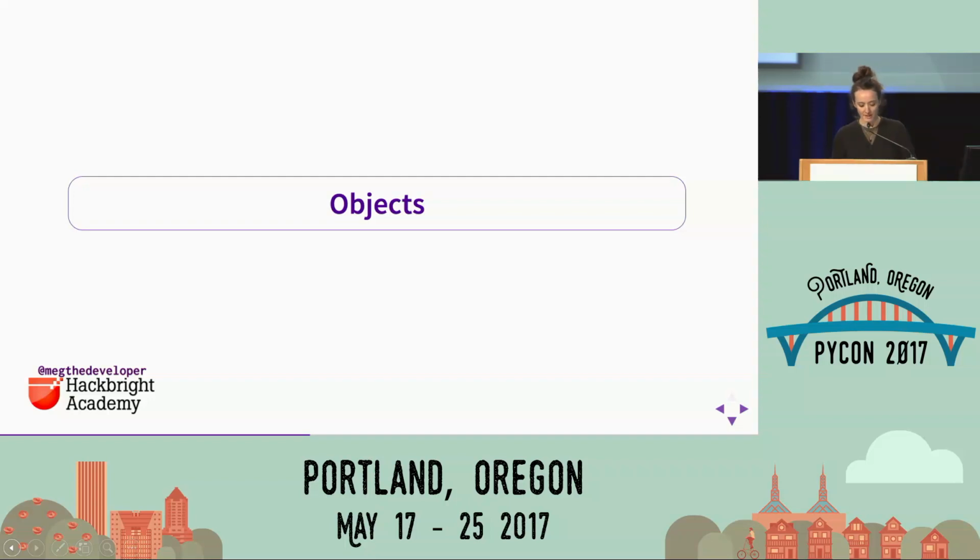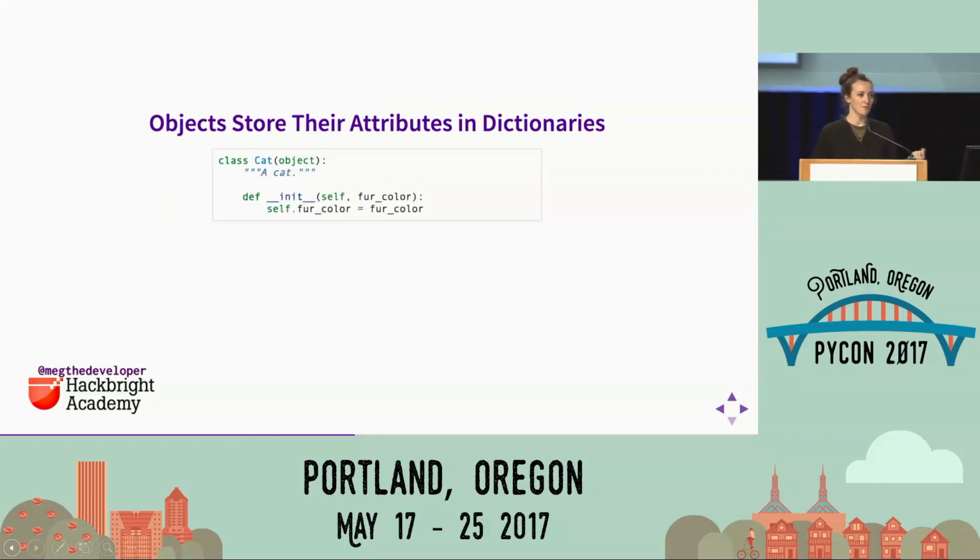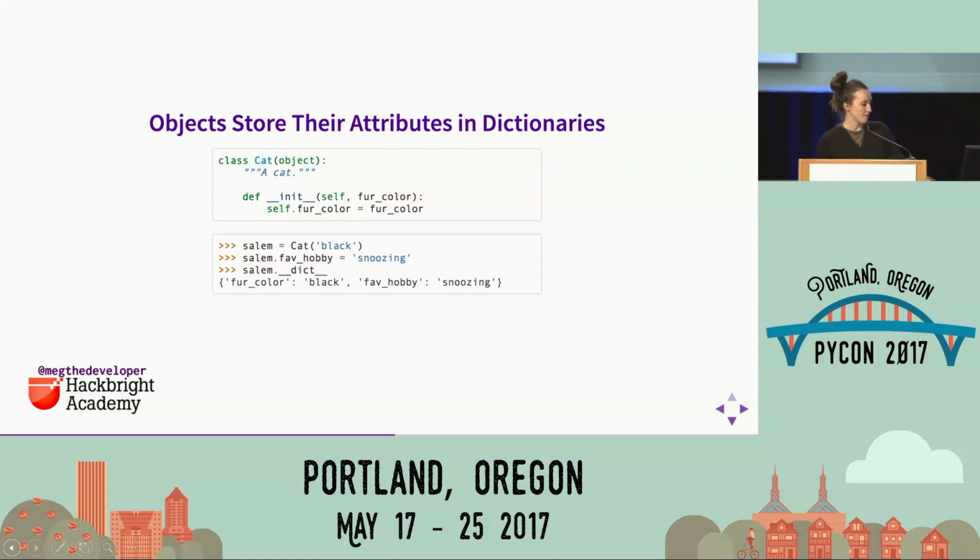So how does this relate to objects? Well, as you might know or have heard, objects under the hood store their attributes in dictionaries because dictionaries are awesome. And so here we have a cat object. It's got one attribute, fur color. I can instantiate my cat, Salem the cat, my hypothetical black cat, and I can add an instance attribute whenever I want, right? Yay, instance attributes. And there it is in that dunder dict under the hood.